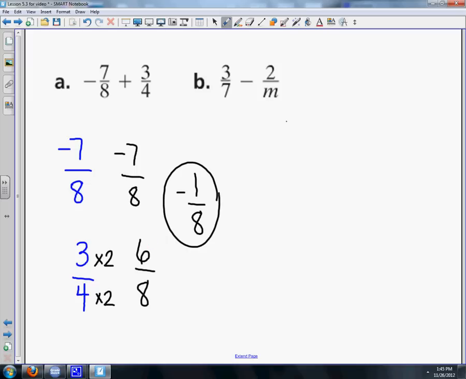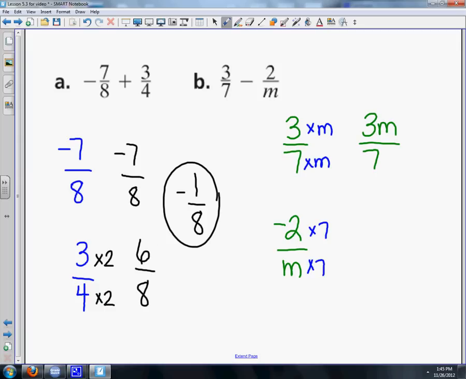And then here I have 3/7 minus 2 over m. So I'm going to make a common denominator. So this is going to be multiplied by m and by m, and this is by 7 and by 7. So this becomes 3m over 7m, and this becomes negative 14 over 7m.